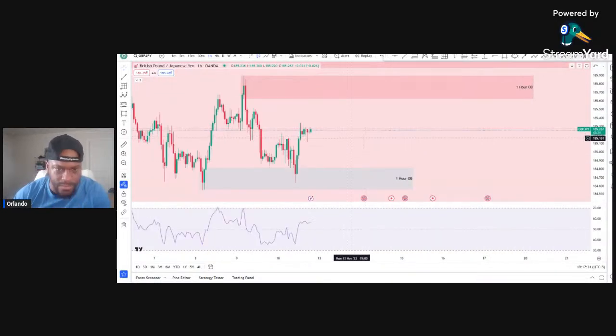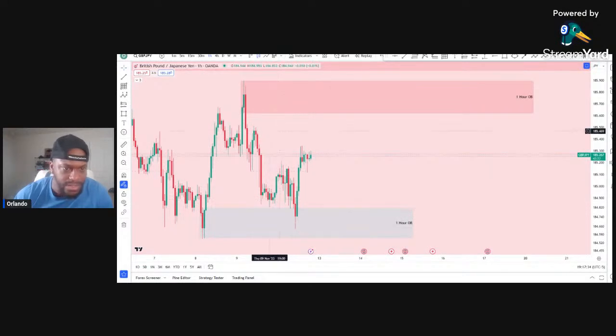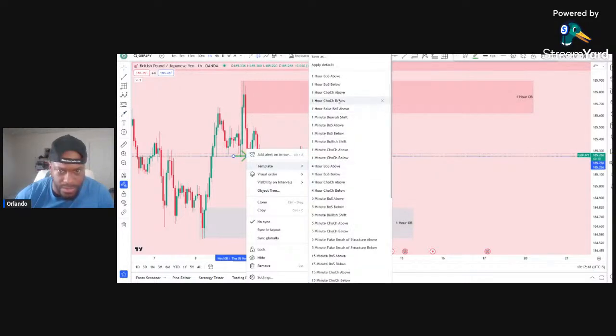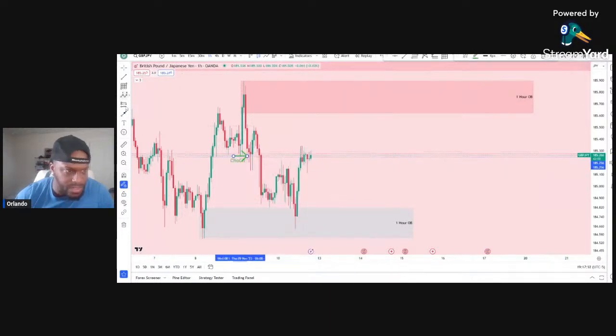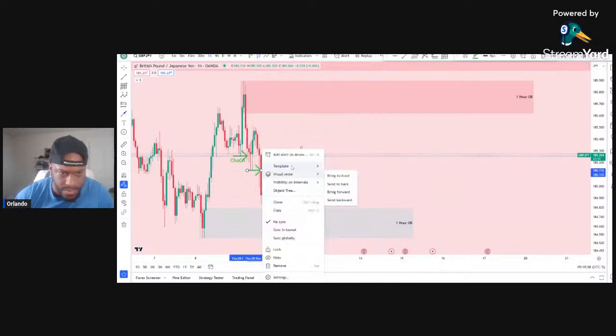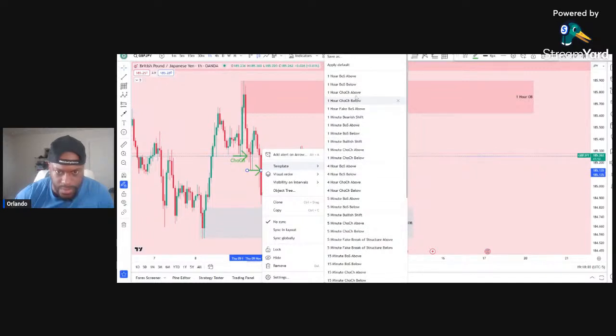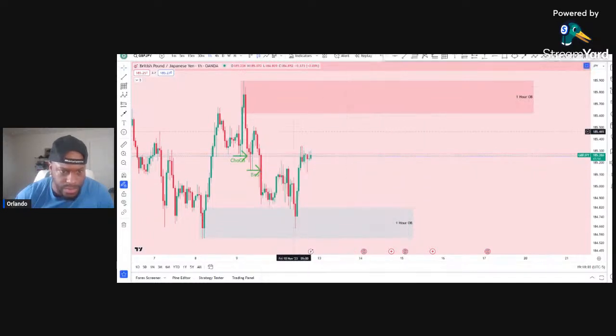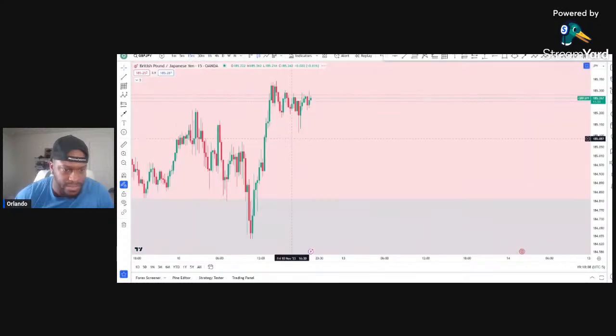And then you can see how price on a lower time frame right here. So this would be a divergence internally. This would be a change of character right here. 1 hour change of character below. And then this one right here would be a break of structure. One hour break of structure below. Okay, so now let's go to the 15.